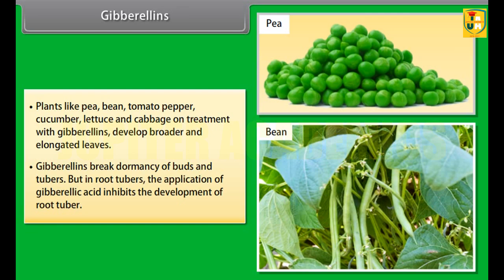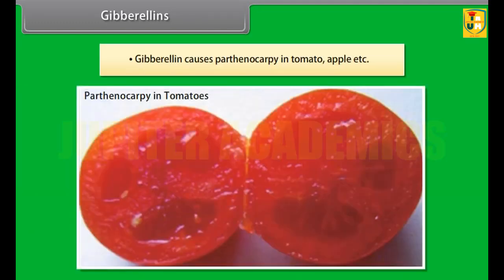Gibberellins break dormancy of buds and tubers, but in root tubers, the application of gibberellic acid inhibits the development of root tuber. Gibberellin causes parthenocarpy in tomato, apple, etc. Cytokinins. Physiological effects of cytokinins on plants.